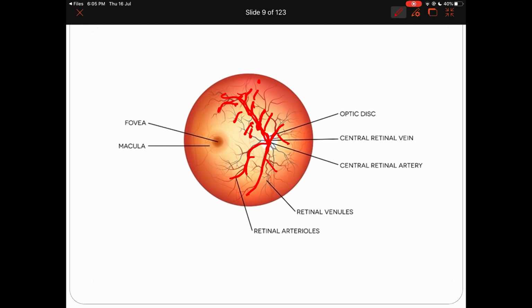And this should be either nasal or temporal, and once it blocks it, that part of the retina will become insensitive. Ischemia will take place and necrosis will occur. Sudden blindness will be there, because it is an end artery, no other artery will anastomose and can compensate.